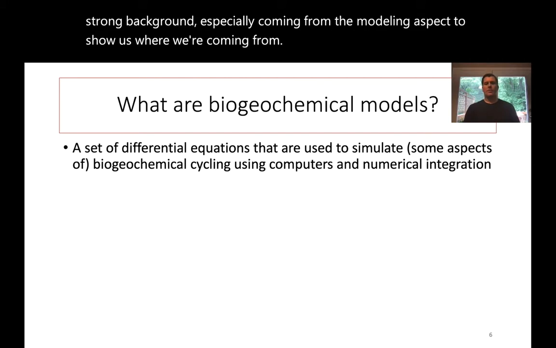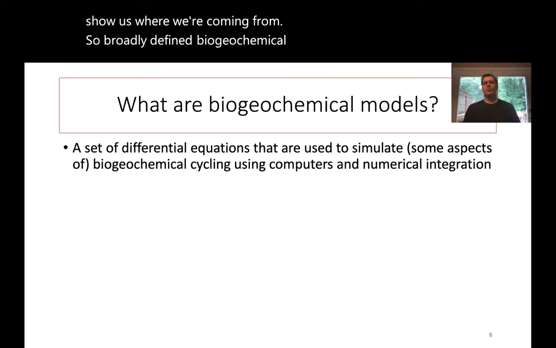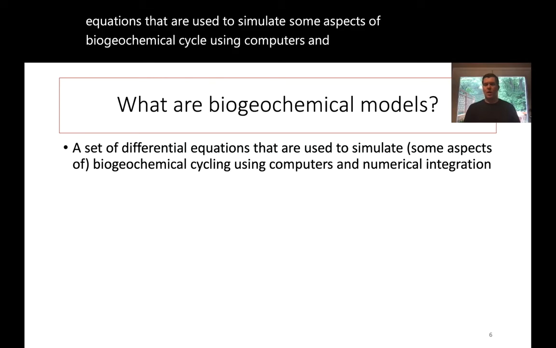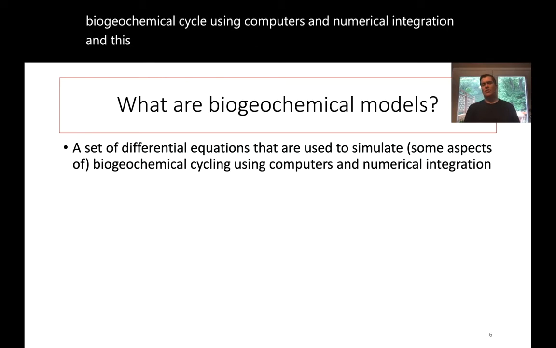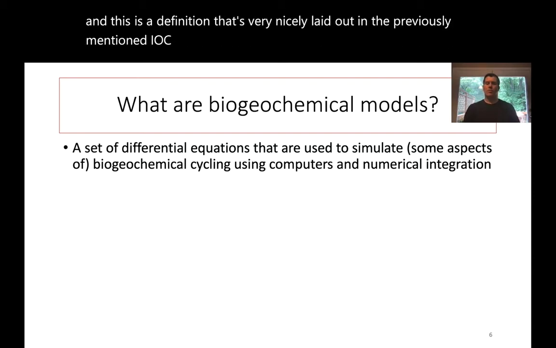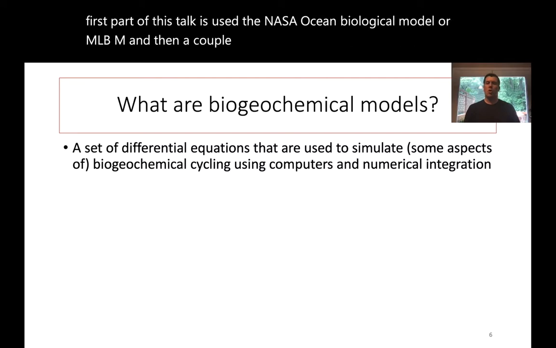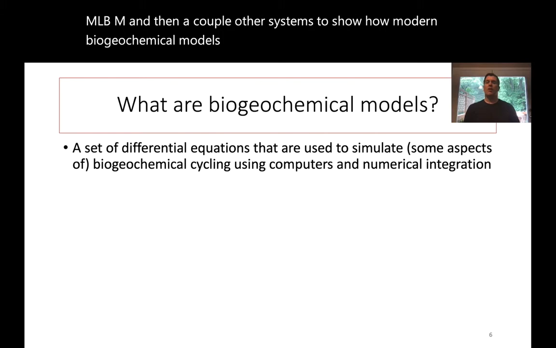So broadly defined, biogeochemical models are a set of differential equations that are used to simulate some aspects of biogeochemical cycling using computers and numerical integration. This is a definition that's very nicely laid out in the previously mentioned IOCCG report. And today, for the first part of this talk, I'm going to use the NASA Ocean Biological Model, or NOBM, and a couple of other systems to show how modern biogeochemical models are representing these very sophisticated ecosystem properties.